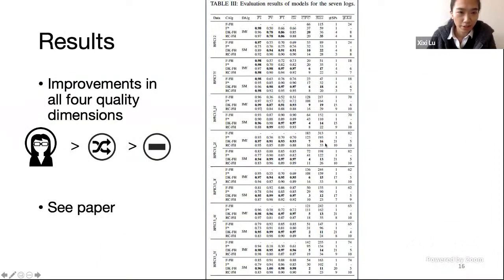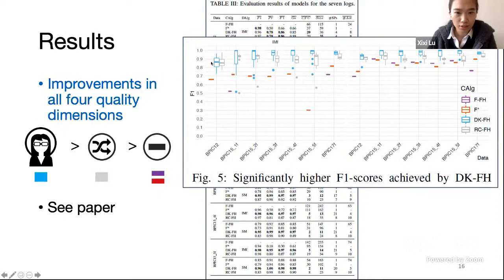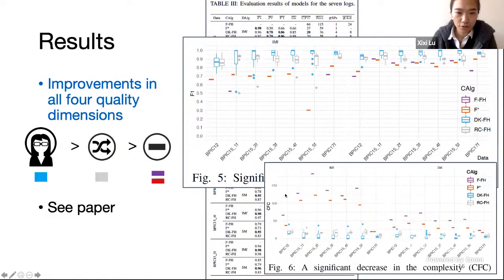So, we computed the fitness, precision, generalization, and complexity. As we said, there's a lot of results. Please have a look into the paper if you are interested. The general conclusion is that using the domain knowledge, we can improve relatively well in all four quality dimensions. So to give an example here, if you plot it, the blue one is the domain-based approach, and the lines are the flat approach. So you see significant improvement in F1 score here. Also a significant decrease in complexity.